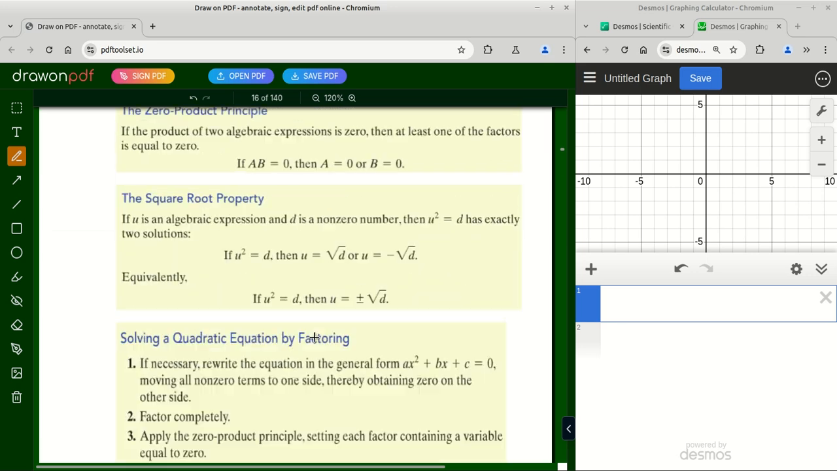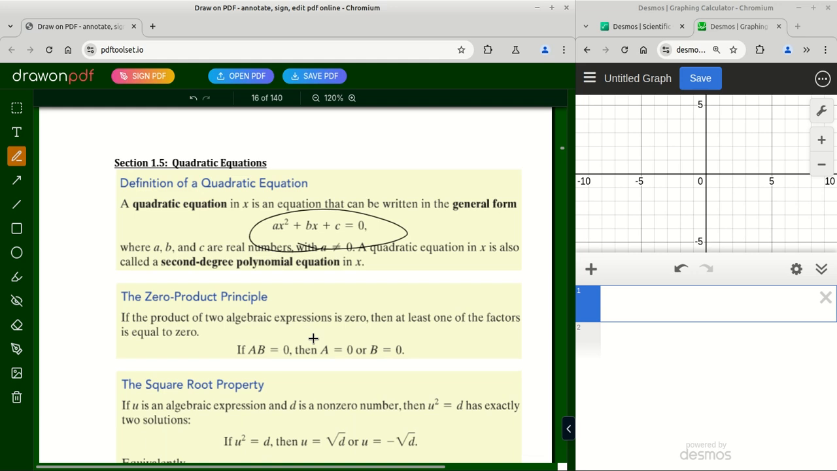But first, we need a word from our sponsor. No, I'm just joking with you. I'm just having fun. Today's sponsor is Desmos. And Desmos is super awesome.